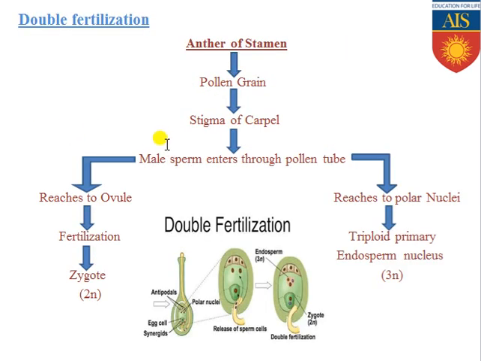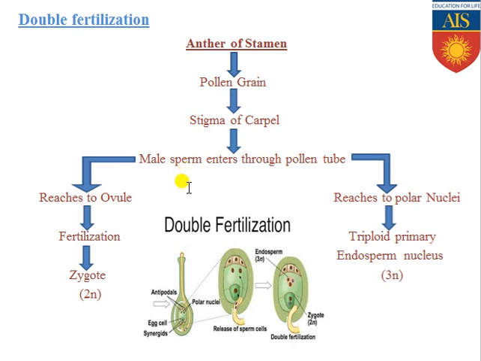Going to the double fertilization procedure, which is very important and only found in angiosperms. First of all, the anther of the stamen produces the pollen grain. By the process of pollination, that pollen grain is transferred to the surface of the stigma of the carpel. Then the pollen grain obtains nutrition, and its intine layer starts forming the pollen tube, which penetrates through the surface of the stigma. Keep in mind, through this pollen tube, 3 nuclei pass.